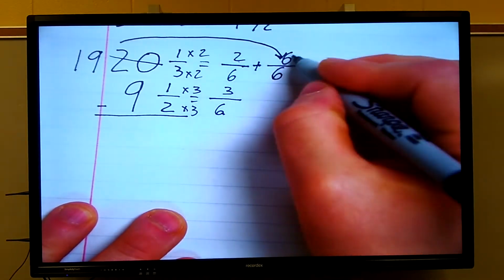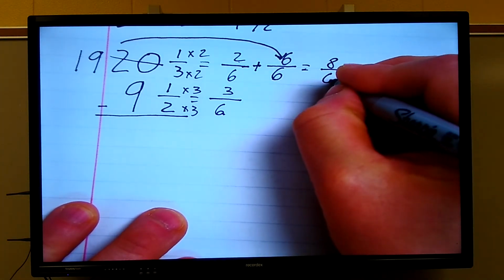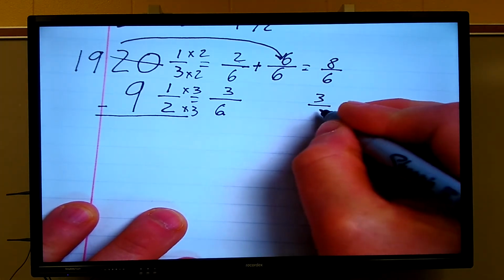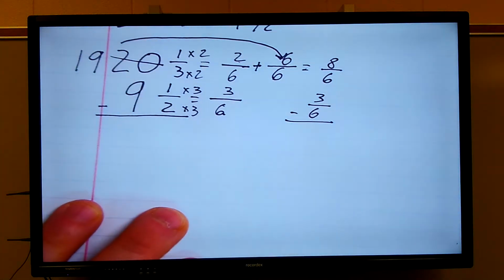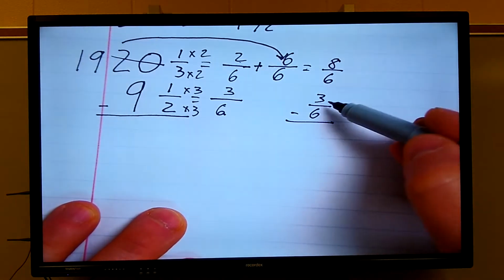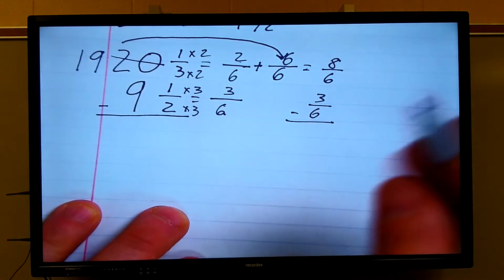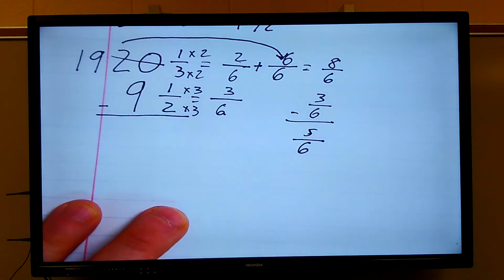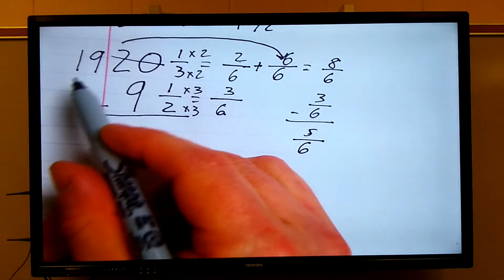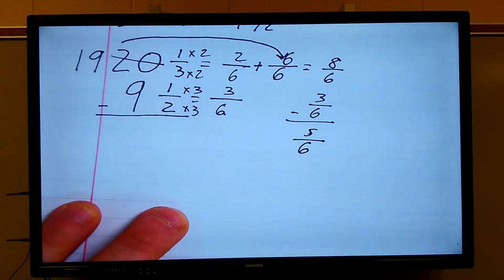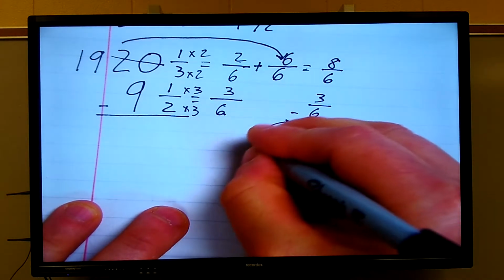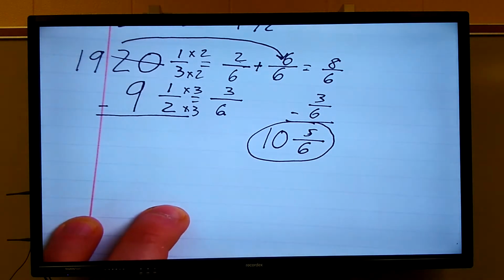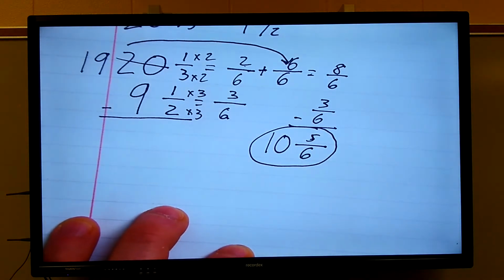So, 2 plus 6 is 8. My denominator stays the same. I'm just going to bring this fraction over so it's easy to subtract. And now I can subtract because this numerator is now bigger than that one. So 8 minus 3 is 5. My denominator stays the same. Is that an improper fraction? No. Is that in simplest form? Yes. Now I subtract my whole numbers. 19 minus 9 is 10. 10 and 5/6 is the answer.